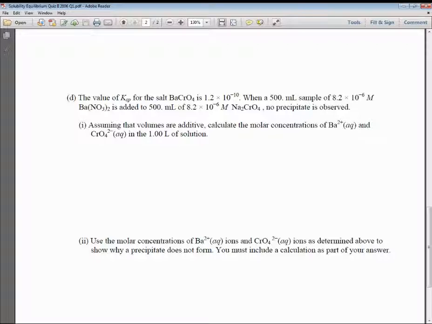So which way is my arrow pointing? Towards the Q, which means it's pointing towards the ions. No, there is no precipitate. That makes sense? That's all they're asking me to do. All they're asking me to do is this, and then that one last thing, and I just say KSP is bigger than Q, no precipitate, because there's not too many ions.